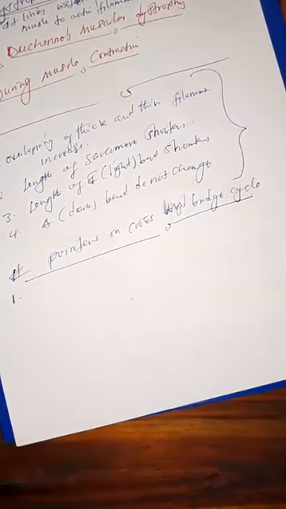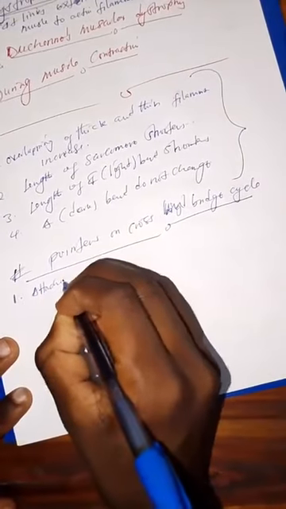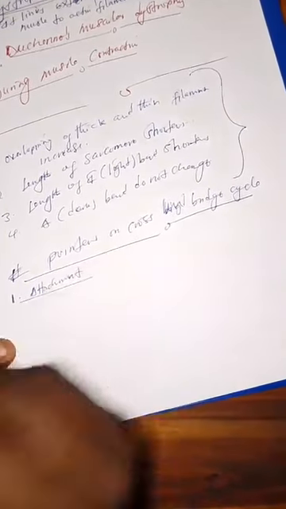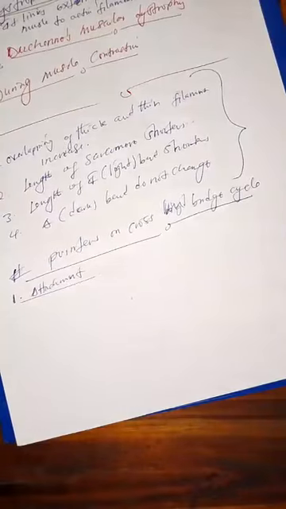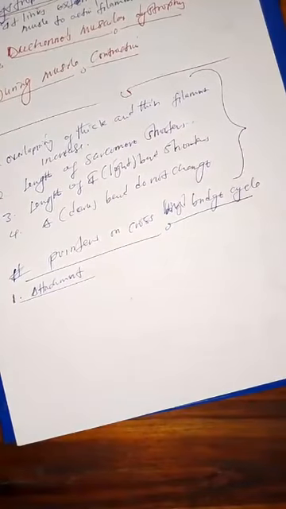Number one is attachment. Okay. Attachment, that's where the myosin head attaches to the exposed site of the actin filament. Okay, that's the number 1 point.